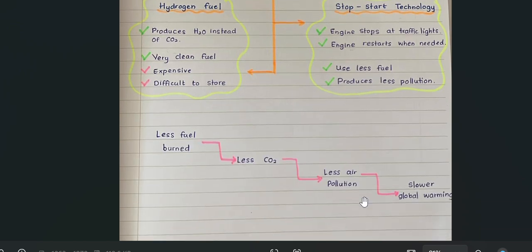So overall, if you see, if less fuel is burned, less carbon dioxide will be produced, which leads to less air pollution and slower global warming. These are the main things discussed in this last lesson of this unit. Now let's go back to the textbook.